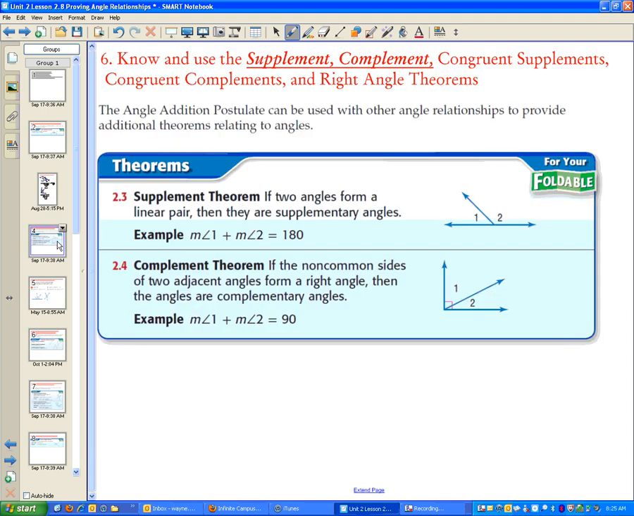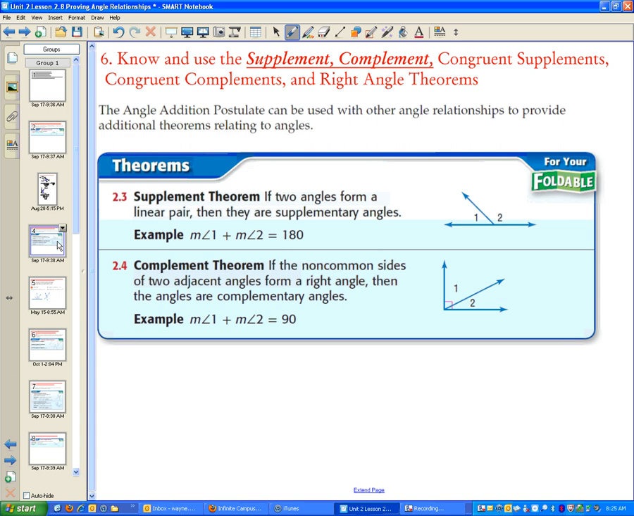Now, the supplement theorem. It says the angle addition postulate can be used with other angle relationships to provide additional theorems relating to angles. Like I've told you before, theorems are laws of mathematics that can be proven. We'll come back a little later and prove some of these theorems ourselves. We're not really ready to prove theorems yet, but some of these we can prove. Others take actual mathematicians to prove. Some of them we will know enough in a couple months to be able to do.